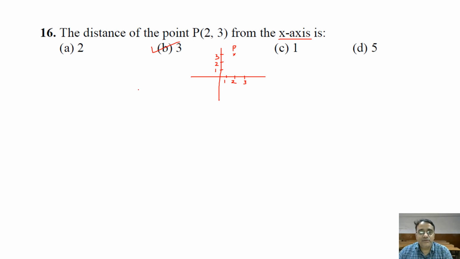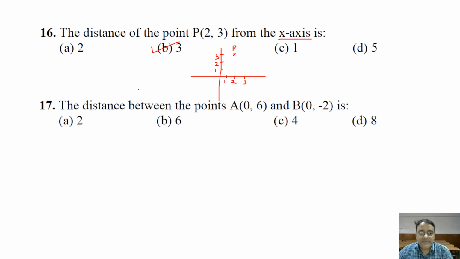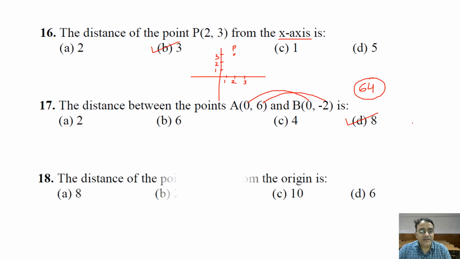So now we are moving toward the next question. The distance between the points A and B is dash. So look carefully: 0 minus 0 whole square is 0, minus 2 minus 6 is minus 8, minus 8 square, so you will get 64. Take the square root of this, 8. So option D is the correct answer. Now we are moving toward question number 18.